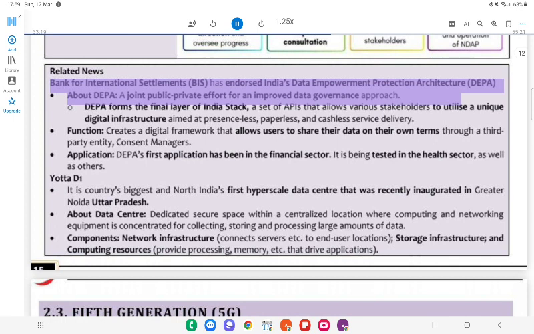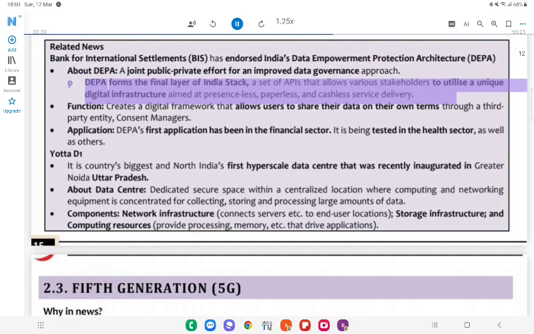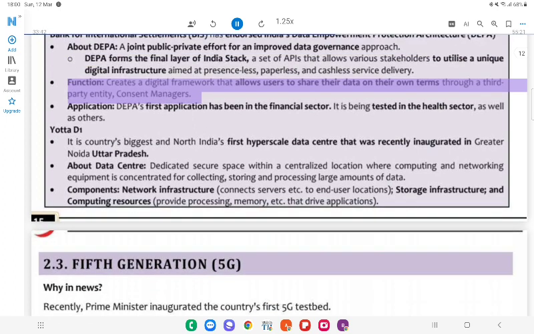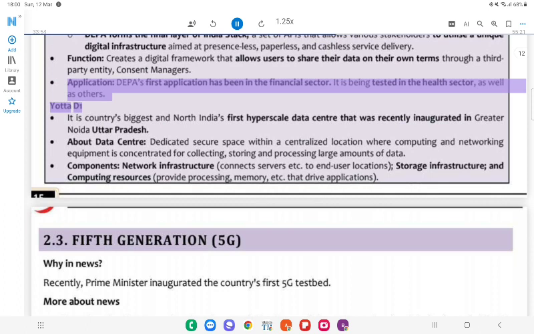Related news. The Bank for International Settlements, BIS, has endorsed India's Data Empowerment and Protection Architecture, DEPA. About DEPA: a joint public-private effort for an improved data governance approach. DEPA forms the final layer of India Stack, a set of APIs that allows various stakeholders to utilize a unified digital infrastructure aimed at presence-less, paperless and cashless service delivery. Function: it creates a digital framework that allows users to share their data on their own terms through a third-party entity, consent managers. Application: DEPA's first application has been in the financial sector. It is being tested in the health sector as well as others.